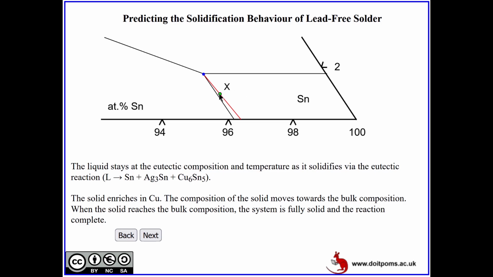Meaning, this is the overall composition now. It has now crossed the solidus. So below that, the entire thing is going to be solid. The overall composition is now entirely solid, and the solid is going to have all these three phases. The Cu6Sn5 is only appearing after the ternary eutectic reaction.